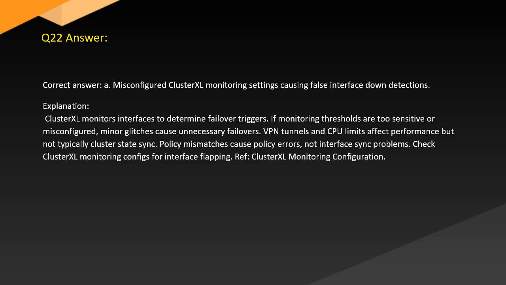Answer. Correct answer: A. Misconfigured ClusterXL monitoring settings causing false interface down detections. Explanation: ClusterXL monitors interfaces to determine failover triggers. If monitoring thresholds are too sensitive or misconfigured, minor glitches cause unnecessary failovers. VPN tunnels and CPU limits affect performance but not typically cluster state sync. Policy mismatches cause policy errors, not interface sync problems. Check ClusterXL monitoring configs for interface flapping. Ref. ClusterXL monitoring configuration.